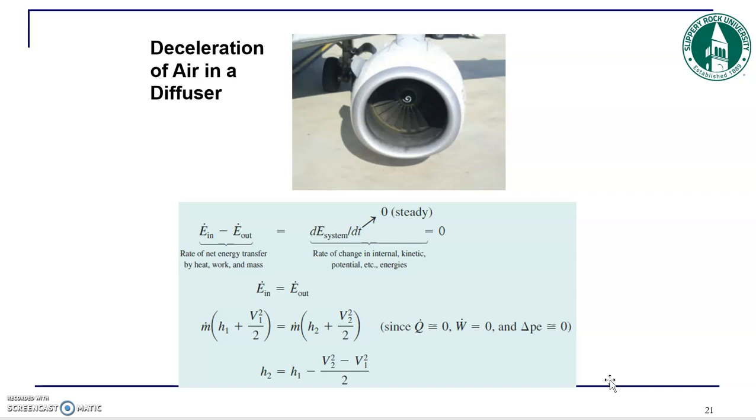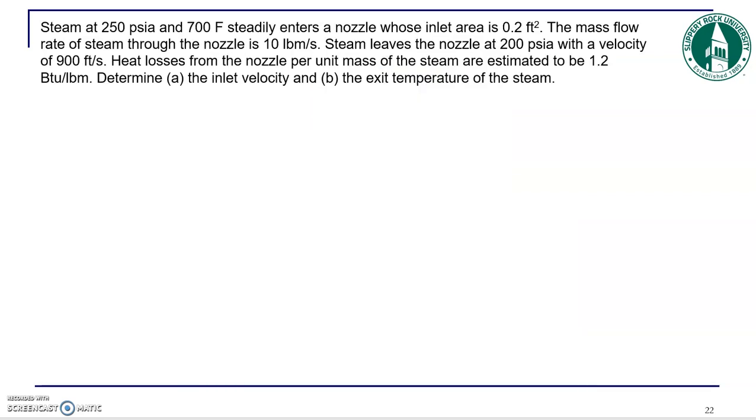So let's see, I think we have an example here. We have steam at 250 psi, 700 degrees Fahrenheit, steadily entering a nozzle whose inlet area is 0.2 square feet. The mass flow rate of the steam through the nozzle is 10 pounds per second. Steam leaves the nozzle at 200 psi with a velocity of 900 feet per second. Heat losses from the nozzle per unit mass of the steam are estimated to be 1.2. Determine the inlet velocity and the exit temperature of the steam.